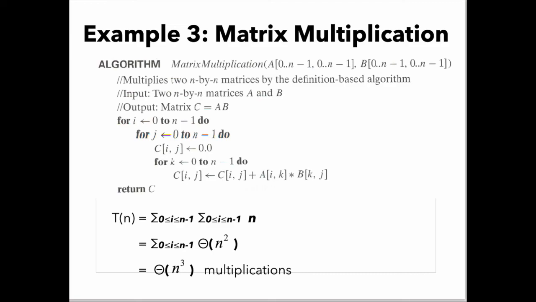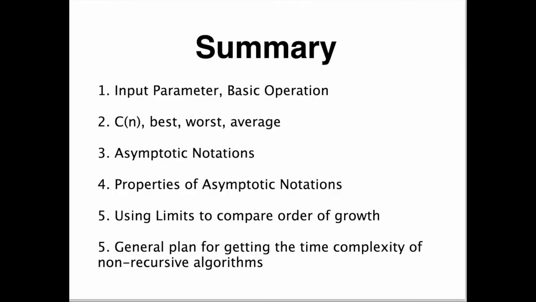sample algorithms. As a summary for this lecture, what we did was we defined the input parameter and the basic operation. And then we introduced three different C of n's. It could be the best, the worst, and the average case. And then we also reviewed the different asymptotic notations and defined them according to two possible definitions. One is the formal definition, that is, we need to identify some constant and some n sub 0 such that a certain condition holds. And the other type of interpretation is with respect to a class of functions.